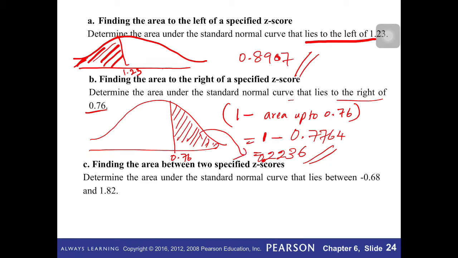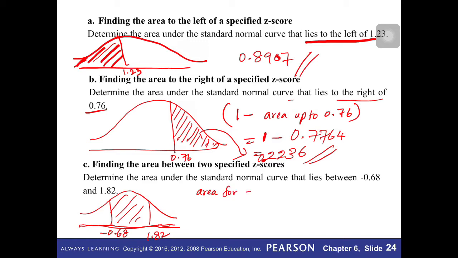Okay, finding the area between. Now we have the case area between these two values, negative 0.86 and 1.82. Remember that along this horizontal axis, left hand side value is negative. When it comes from left to right, values become positive. Okay, first you need to figure out what is the area for negative 0.68. Then you have to figure out what is the area for 1.82.